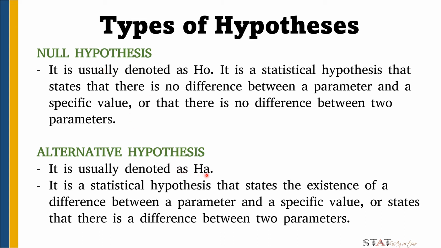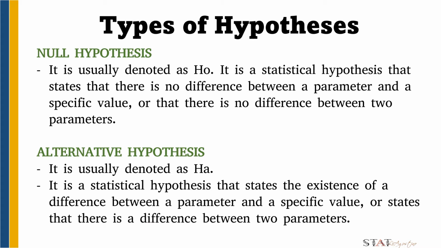And then the alternative hypothesis is a statement that will be accepted in the event that the null hypothesis is rejected. It is usually denoted as HA, or in some textbooks H1. It is a statistical hypothesis that states the existence of a difference between a parameter and a specific value, or states that there is a difference between two parameters. So just remember, if I say null hypothesis, there is no difference. And if I say alternative hypothesis, there is a difference.